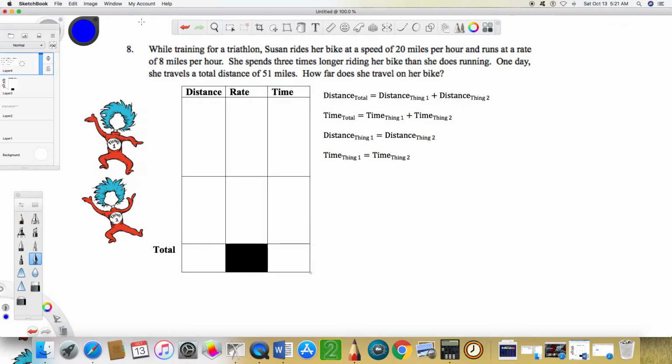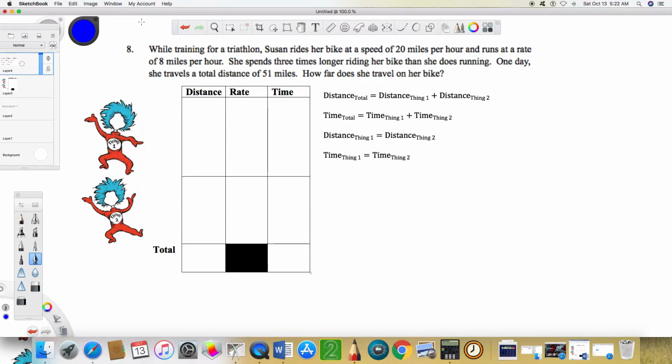Let's take a look here at this problem, uniform motion problem. Read the problem carefully, then try to identify thing one and thing two, and then press continue. All right, so let's see what we have here.